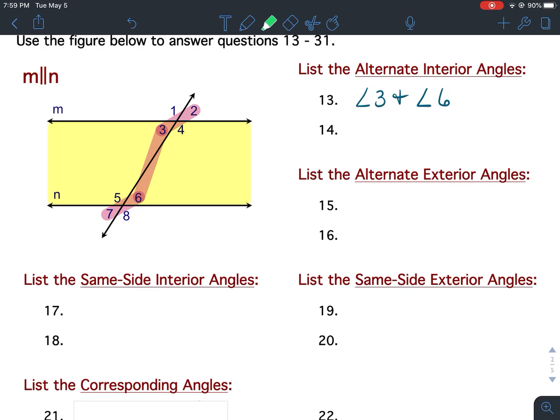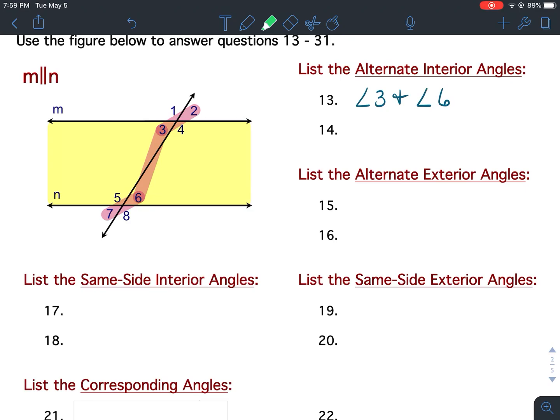And then for 15 and 16, you're going to find the alternate exterior angles. 17 and 18, you'll find the same side interior angles. 19 and 20, you'll find the same side exterior angles. Remember, those names pretty much tell you exactly what you're looking for. And again, hint, hint, use that section of notes that I showed you earlier.